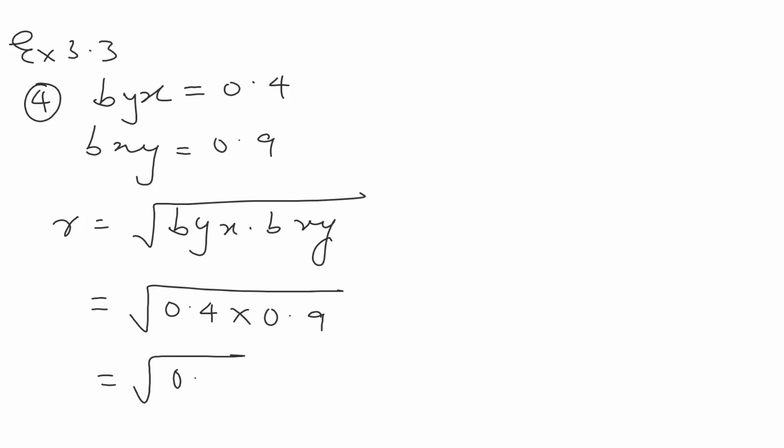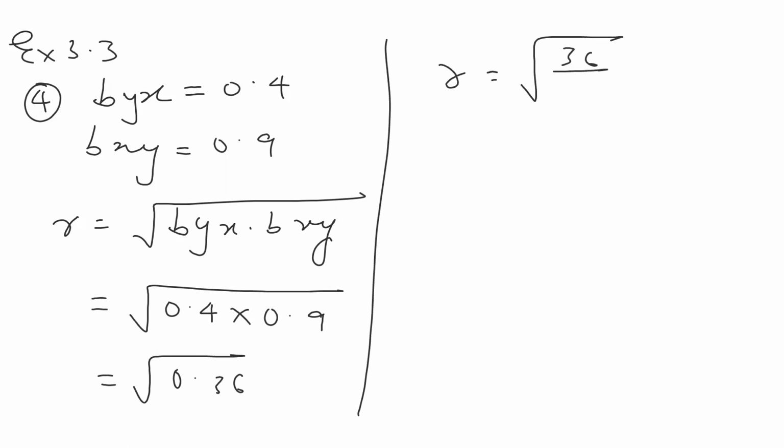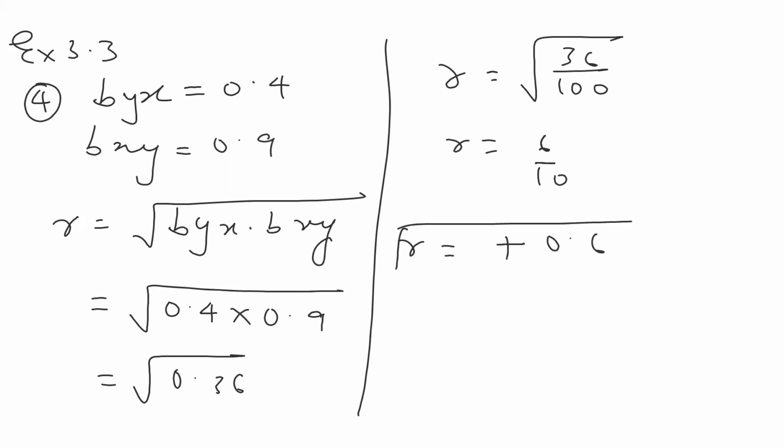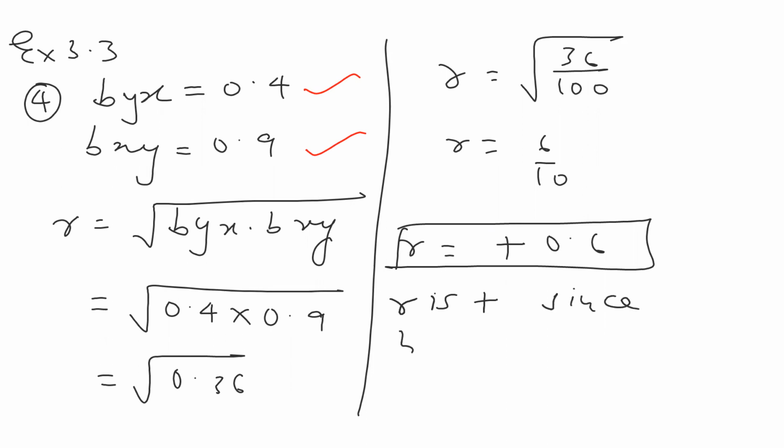Fine. R is equal to 36 upon 100. R is equal to 6 upon 10. So R is equal to positive 0.6. If you recollect, if byx and bxy both are positive, the R value is also positive. Had it been negative, the R final answer will be negative. So we'll write down R is positive since byx and bxy are positive.